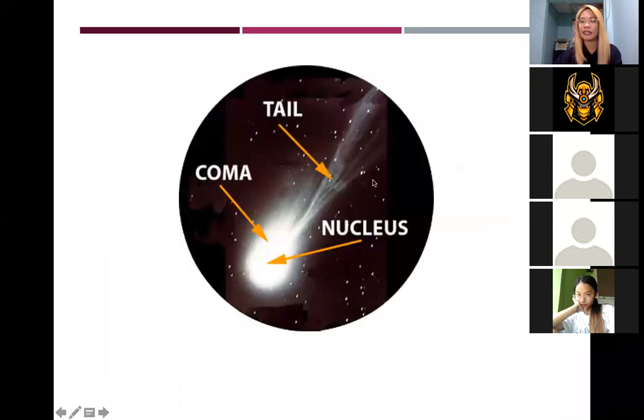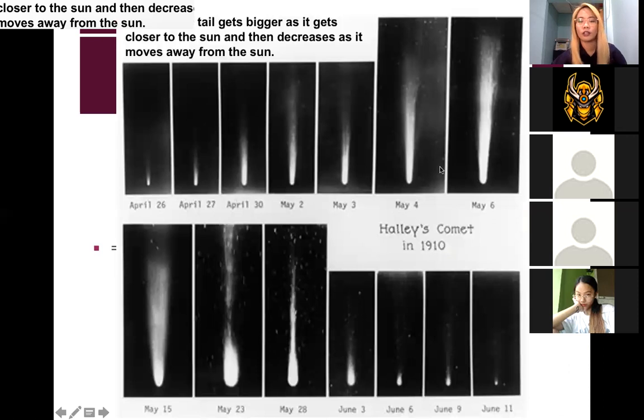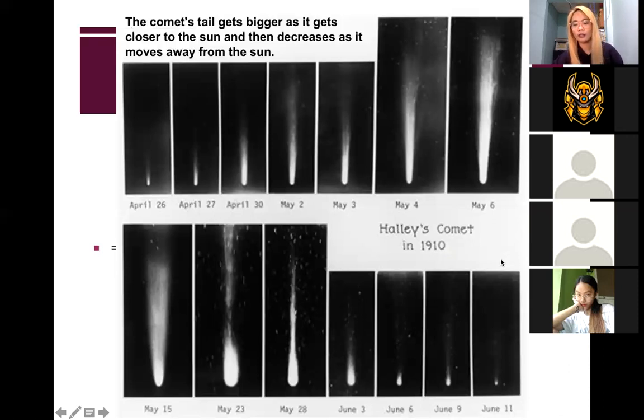Okay? So basically, this is what a comet looks like. So the middle is the nucleus. Surrounding it is the loosely packed ice, dust, and rocks, which is what we call as the coma. And then the melting part that is always pointing away from the sun is what we call as the comet's tail. Okay? So ito ang kanilang observation in 1910 with Halley's Comet.